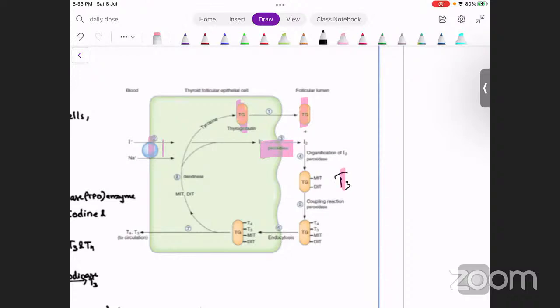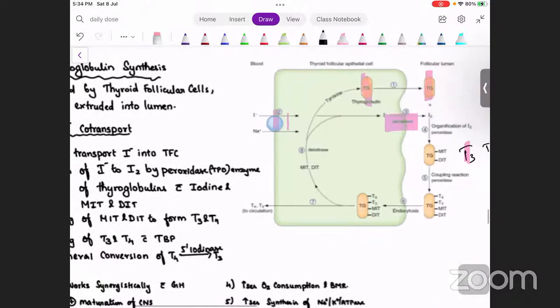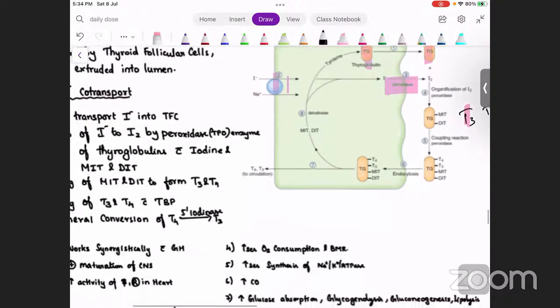If two diiodotyrosines are there, then they combine to form a T4 and are stored in the follicular cells. And then whenever it is necessary, it will be thrown into the blood for circulation, whenever the thyroid hormone is low. Okay, fine. T3 and T4 are circulating, but we have a lot of T4, so we need more T3.